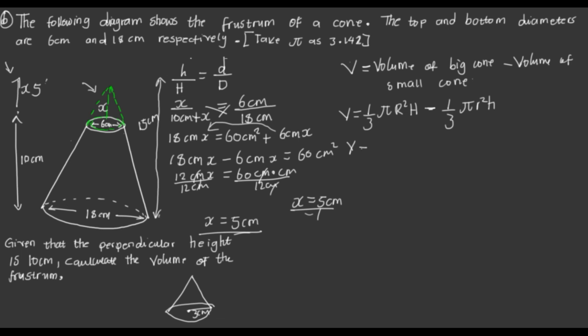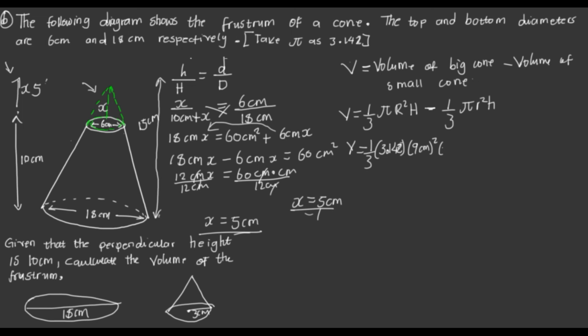We have volume is equal to 1 over 3, pi is 3.142, as we have been given. Then radius of the big cone. So here we can't use diameter when finding the volume. So we have the big circle here for the large cone, and we have 18. So for you to find the radius, if you are given diameter, just divide by 2. So 18 divided by 2 is 9 centimeters. So the radius for the big cone is 9 centimeters.